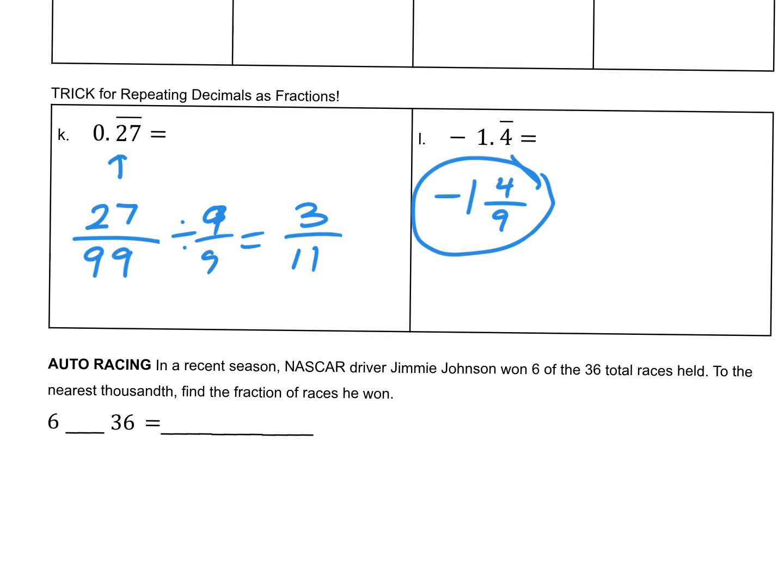Last one, see if you can try this using that word problem. NASCAR driver Jimmy Johnson won 6 out of 36 races. Rounding to the thousandths, what fraction of his races did he win? So know that you're dividing. The fraction of races he wins would be 6 out of 36, which is the same as 1 out of 6. Then you can change that to a decimal, bring that to class, and we'll check it.